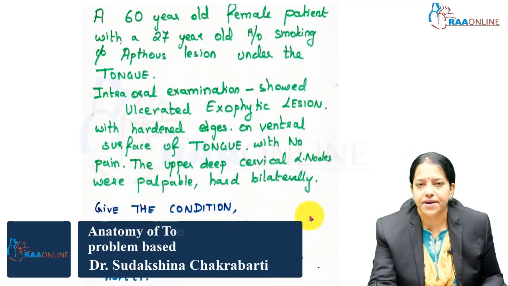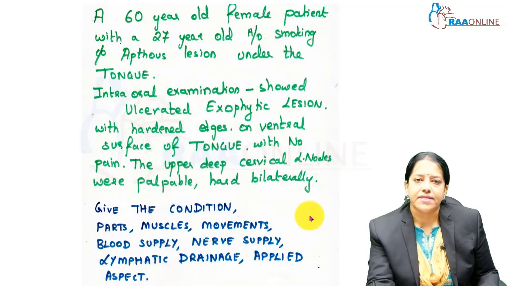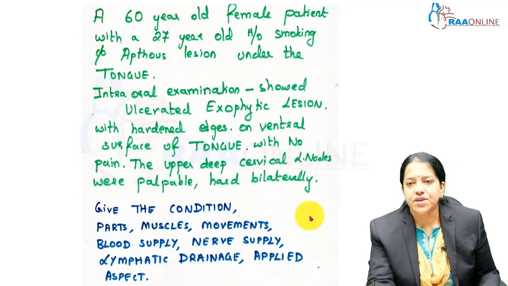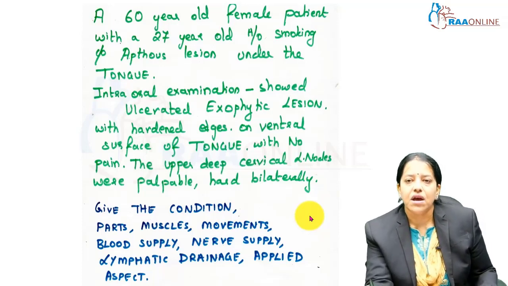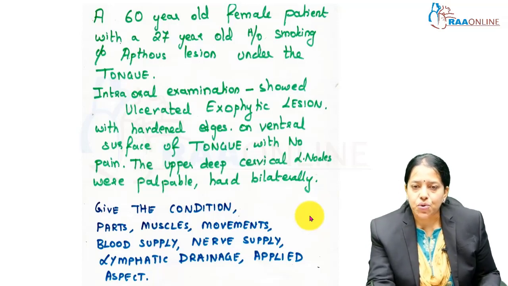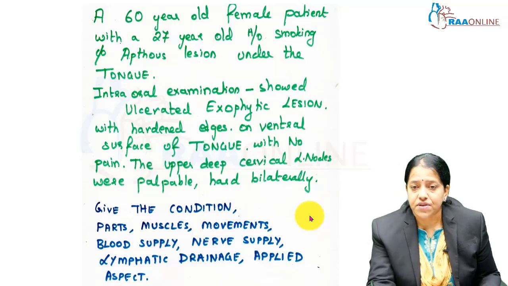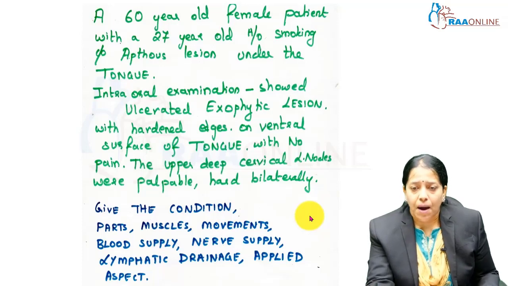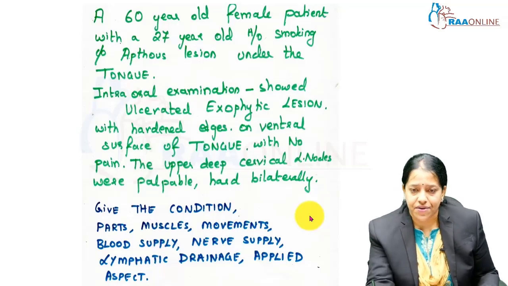Sudakshina, Professor of Anatomy. Today we are going to discuss a case, and the case goes like this. A 60-year-old female patient with a 27-year history of smoking complained of an aphthous lesion under the tongue. On intraoral examination, it showed an ulcerated exophytic lesion with hardened edges on the ventral surface of the tongue with no pain. The upper deep cervical lymph nodes were palpable and they were hard bilaterally.